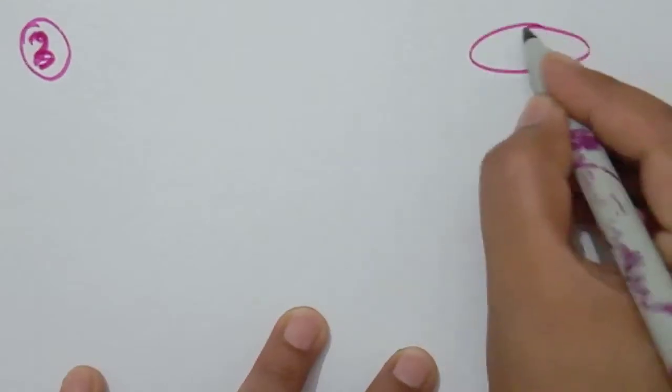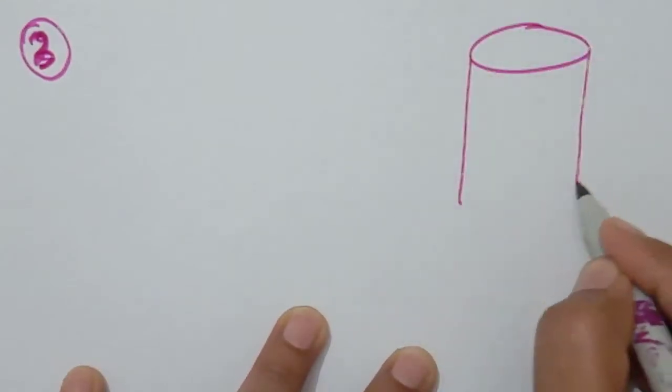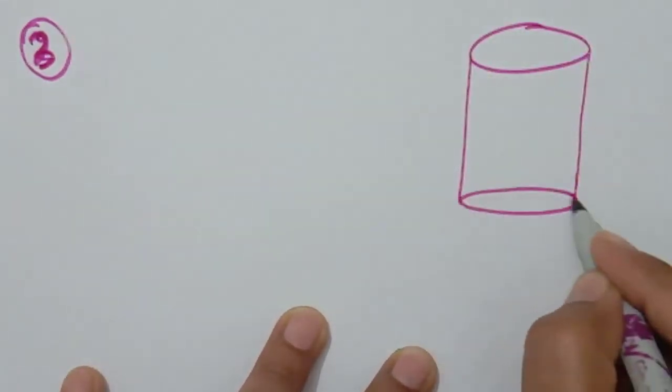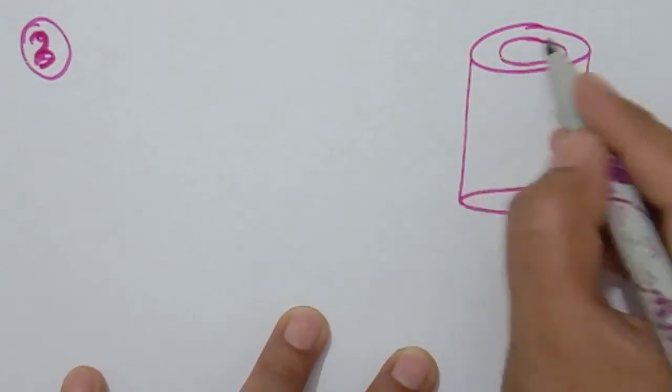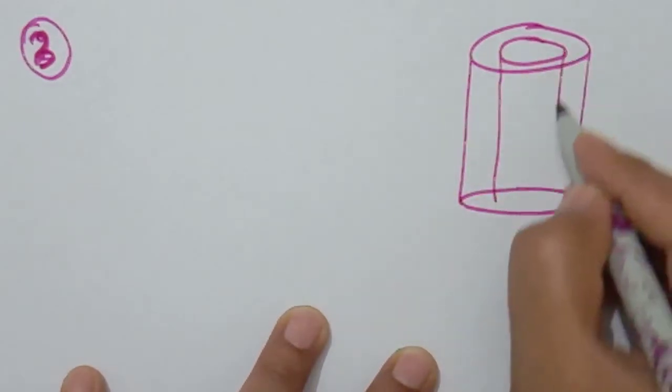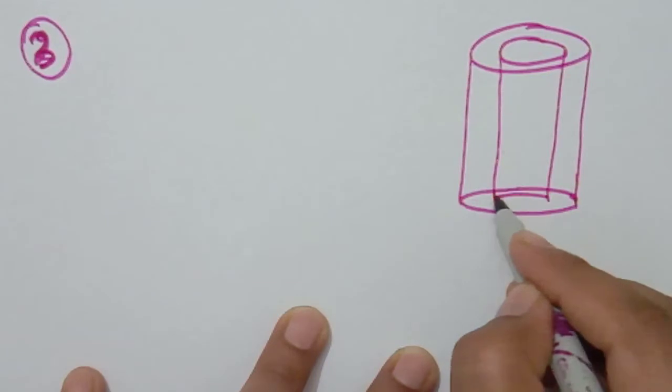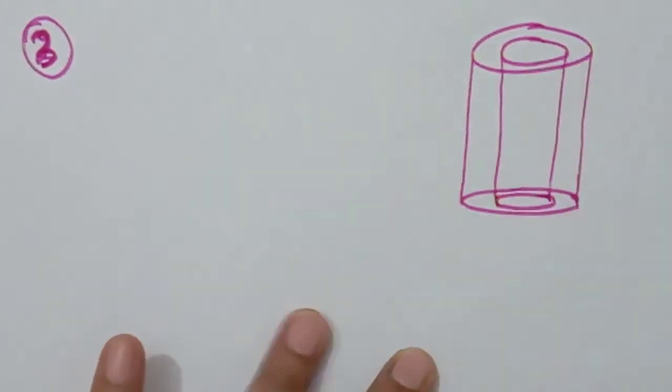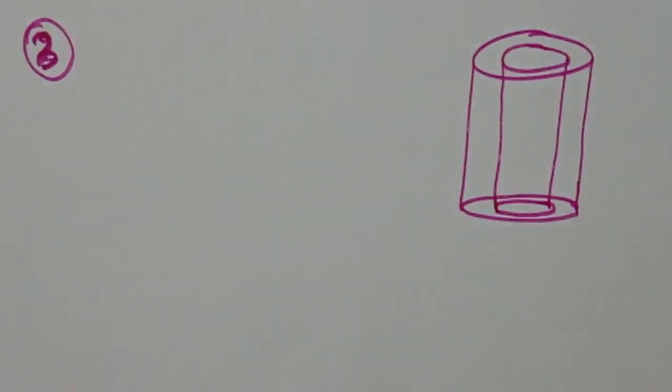So we have a pipe like this because in a pipe we have some thickness. So it means we have a small circle inside a bigger circle.